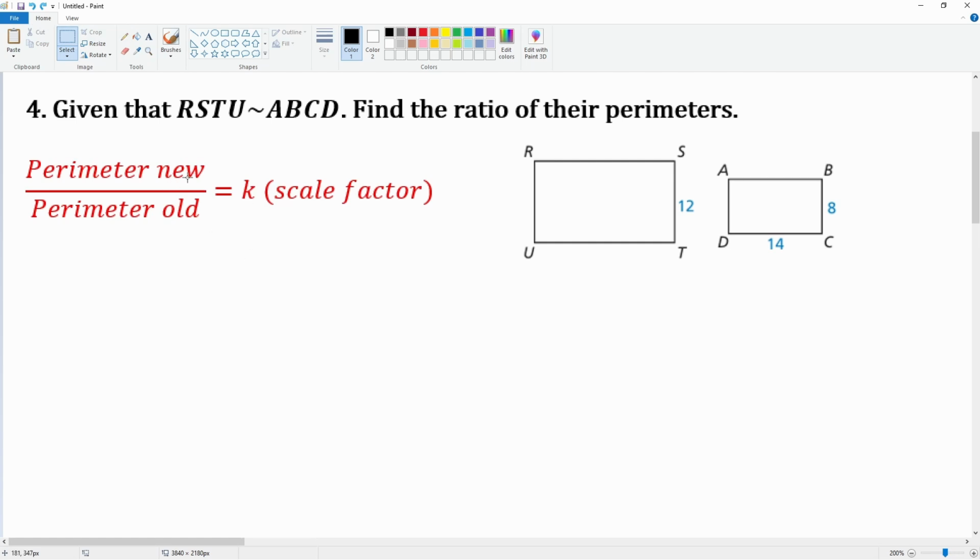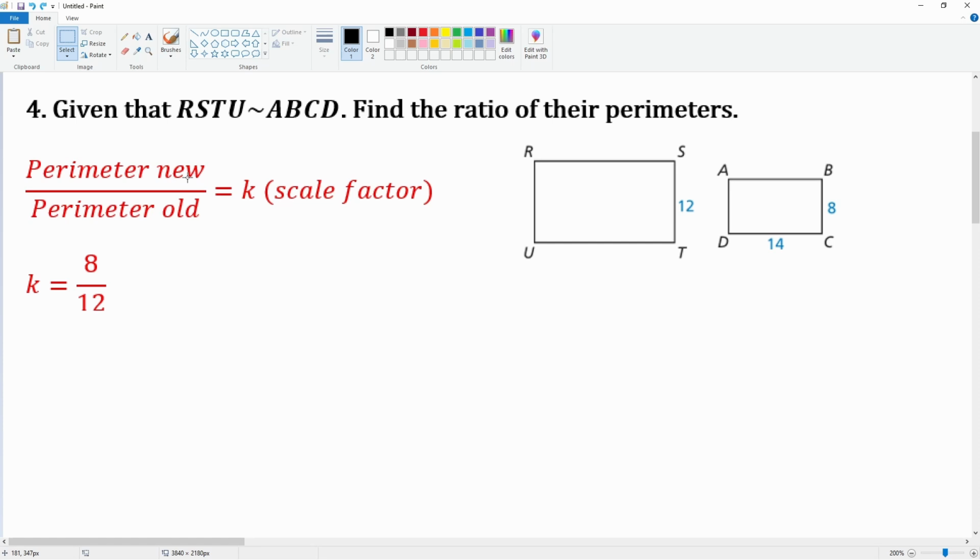That's good to do because that allows us to set it equal to the scale factor. This is the definition: K, which is the scale factor, is equal to the perimeter new divided by the perimeter old. This is just a property that you have to remember. All right, then you just plug it in.